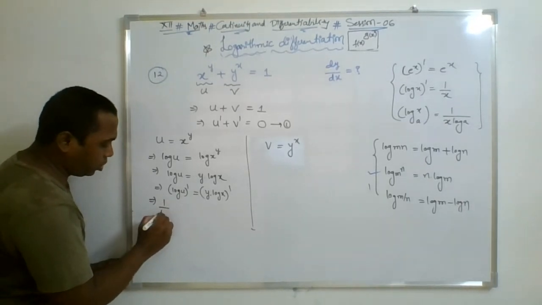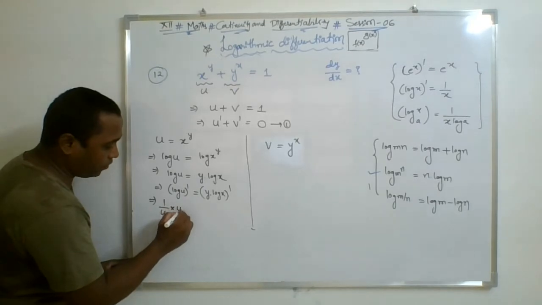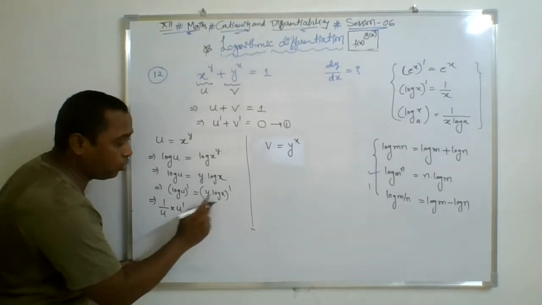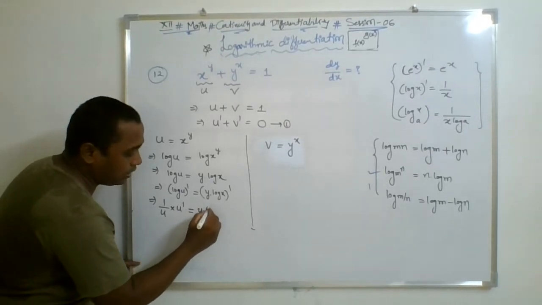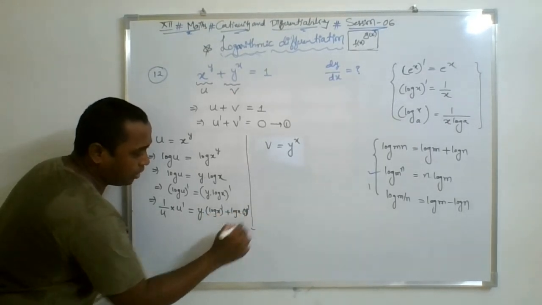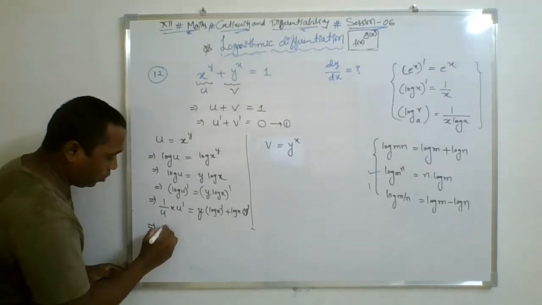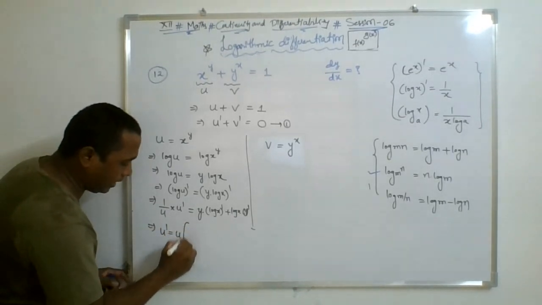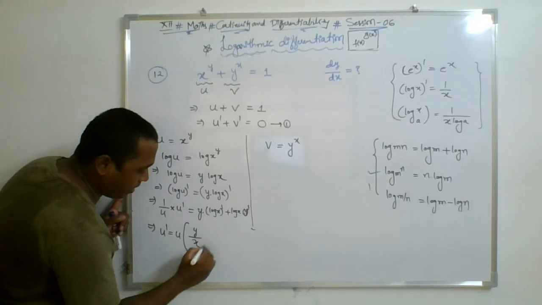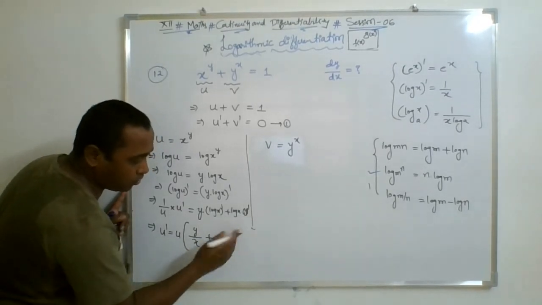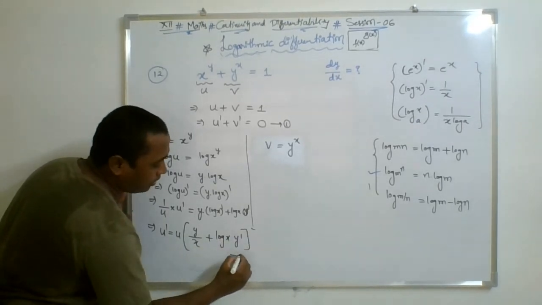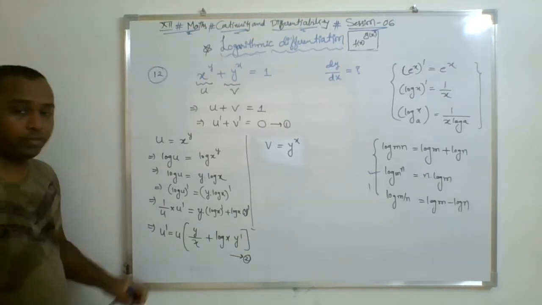Log u differentiation is 1 by u into differentiation of u, which is u dash, is equal to, now you can apply the product rule over here, u into v rule. So y into derivative of log x plus log x into derivative of y. So in short, u dash is equal to u into, log x differentiation is 1 by x, hence the function reduces to y by x plus derivative of y, y dash is y dash only, so hence it is log x into y dash only. So let this be result number 2. This is u dash value.